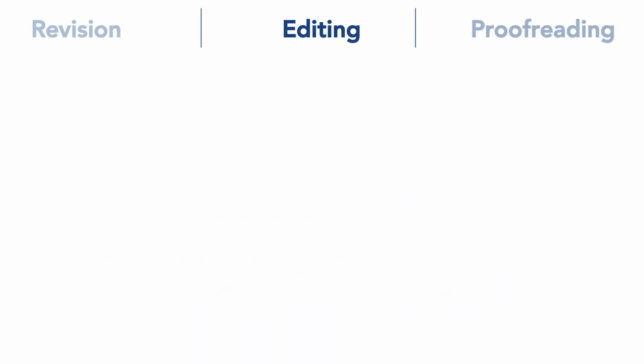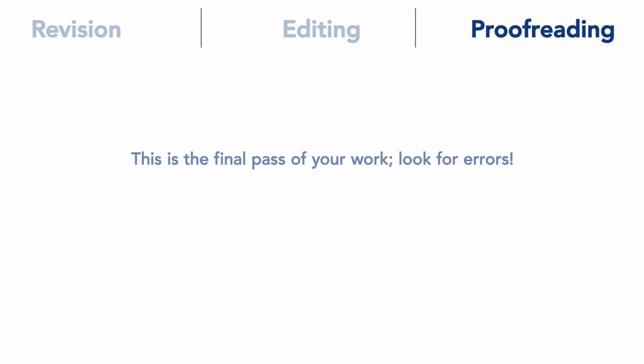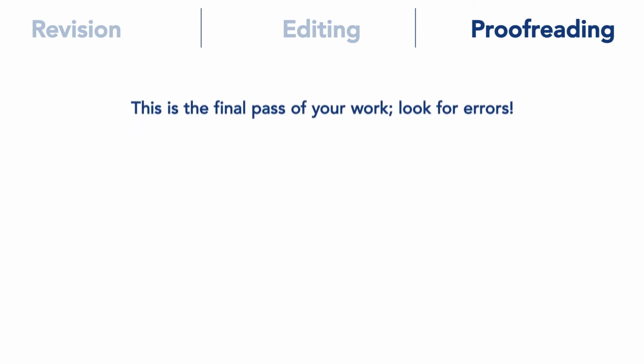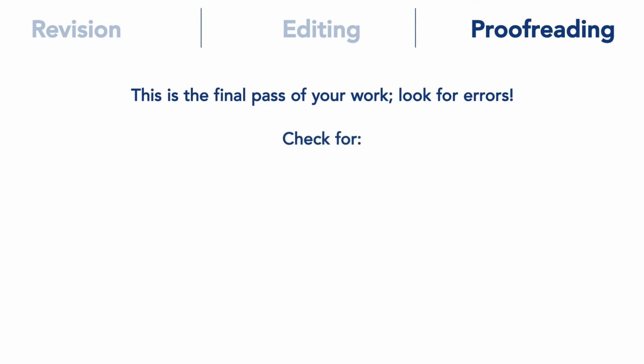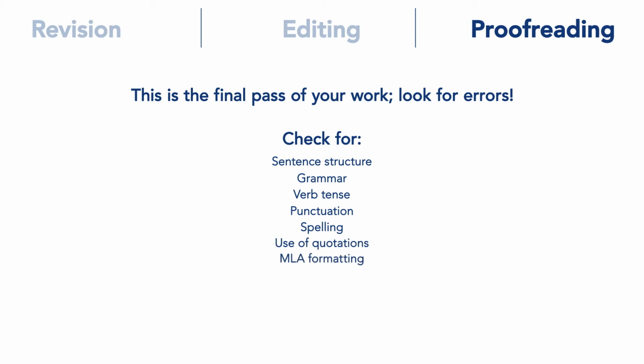And finally, proofreading comes last and consists of a final sweep through your paper with an eye for errors. When proofreading, you make your final check for errors in sentence structure, grammar, verb tense, and punctuation. You'll also look for mistakes in spelling, use of quotations, citation details, and so on. This is also where you ensure your MLA formatting is polished.